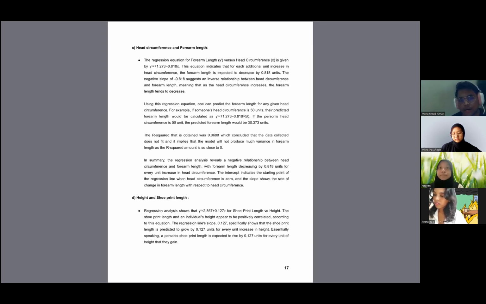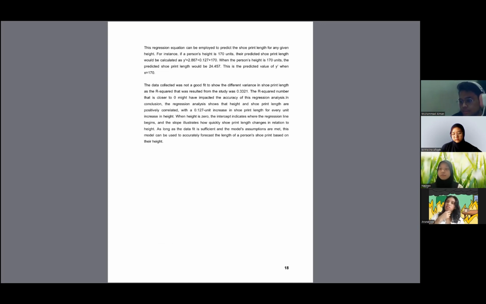And then lastly, for height and shoe print length, the regression analysis shows that y is equal to 2.867 plus 0.27x for shoe print length and height. So the shoe print length and individual heights appear to be positively correlated. According to this equation, the regression line slope of 0.127 specifically shows that the shoe print length is predicted to grow by 0.127 units for every unit increase in height. Next one.